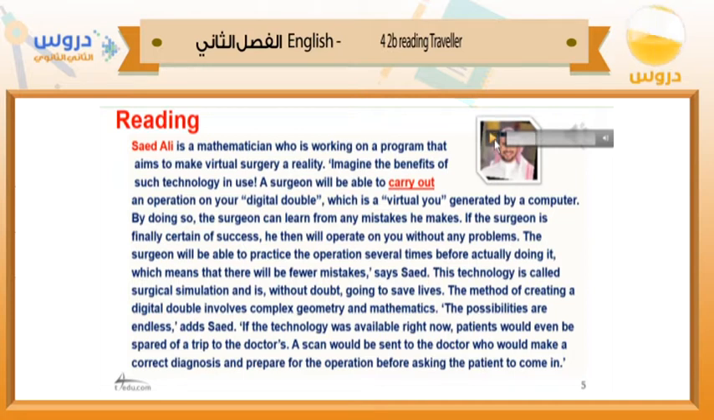By a computer. Okay, what's the meaning of carry out? Carry out means to do something or to perform an operation like surgery on your digital double. What's digital double? Double is a copy of you. When we have a copy of you, for example, another human, but this copy is digital. Digital double, like a digital copy, which is a virtual you, but not the real one. We have the virtual one. This one is generated by computer.